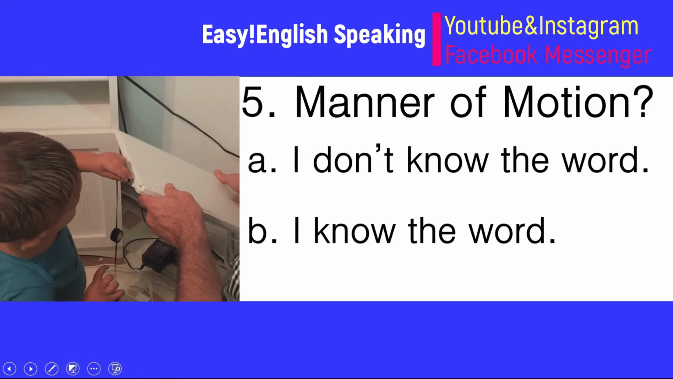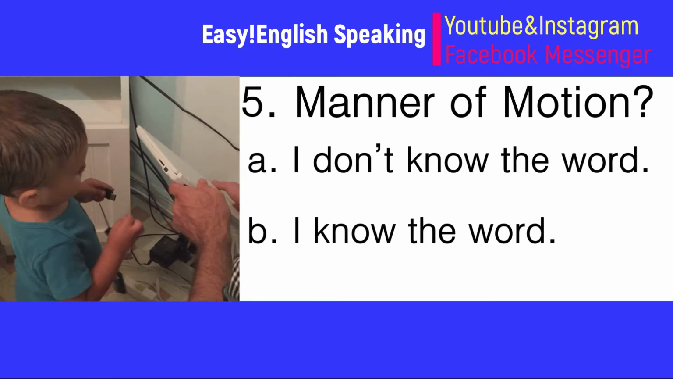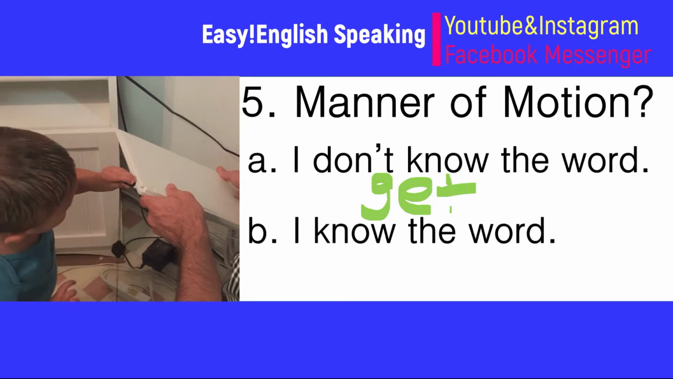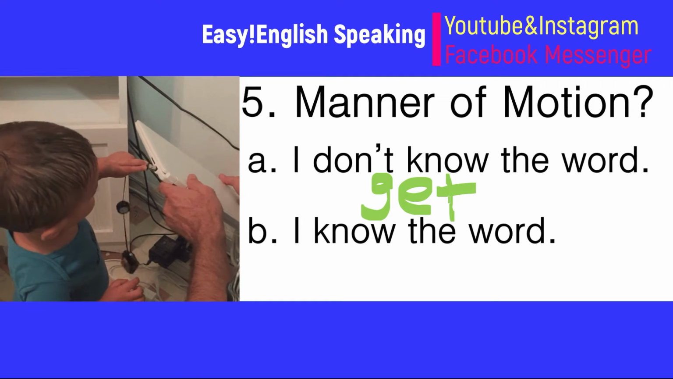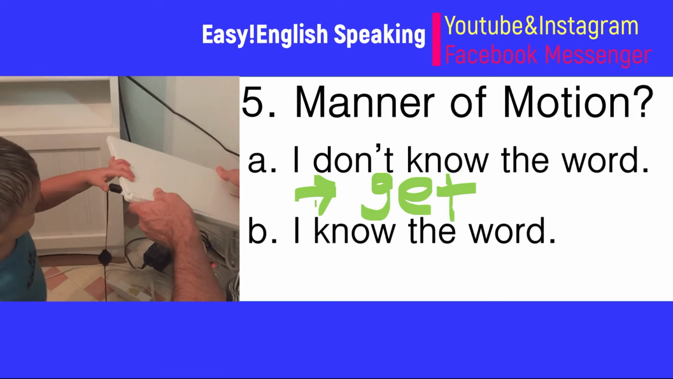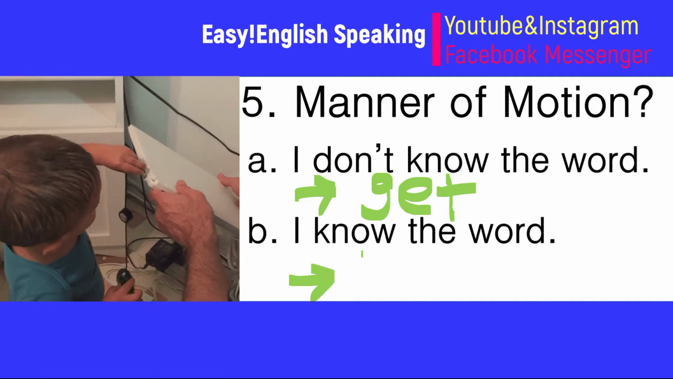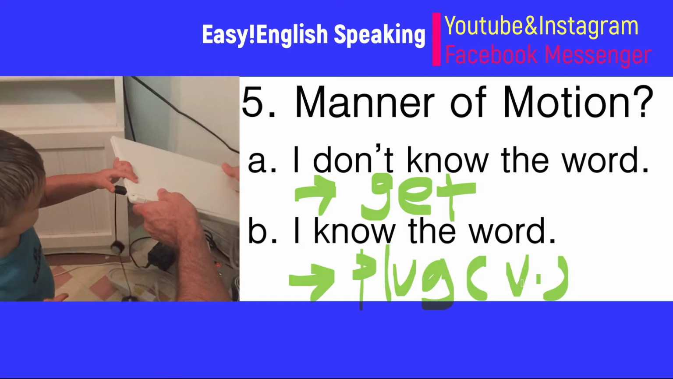And what is the manner of the motion? How did the USB move? If you don't know the specific word for it, then just use get. Get is the perfect word. If you don't know the specific word for it, then you can use get. But if you know the word, then you can use the word, in this case the verb, right? So plug, for example, in this case plug is used as a verb, right?